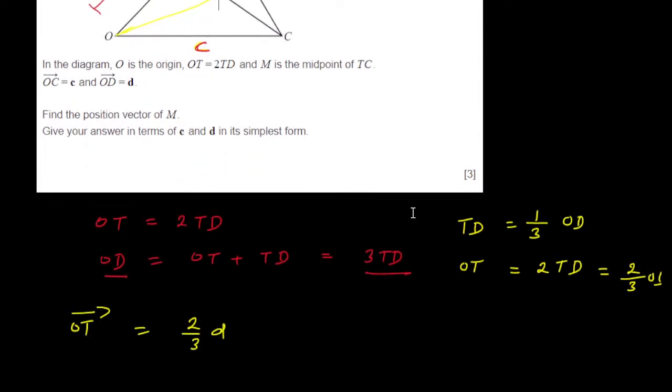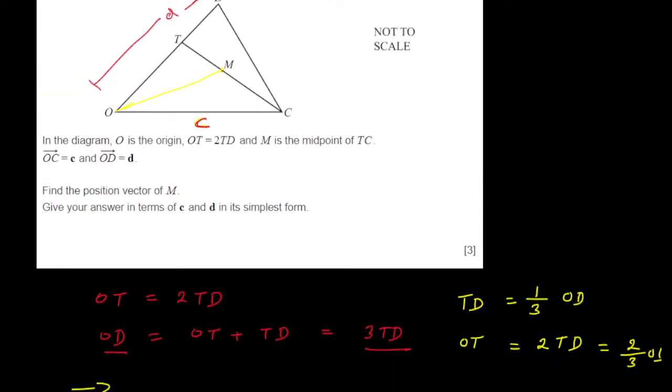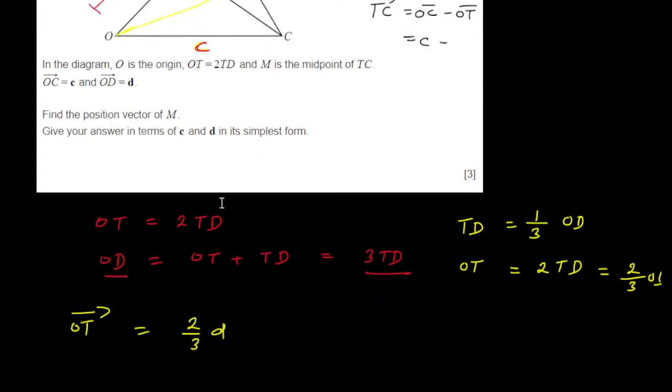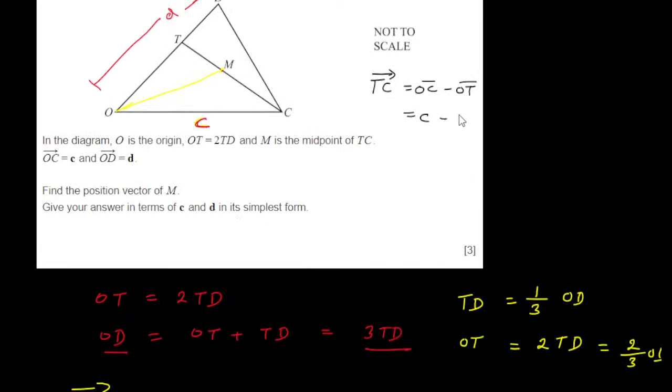If we find TC bar, what is TC bar? TC bar is OC bar minus OT bar. Yes or no? OC is given as C, and OT is given, we have found 2 by 3 D. This is my TC. This is TC bar.